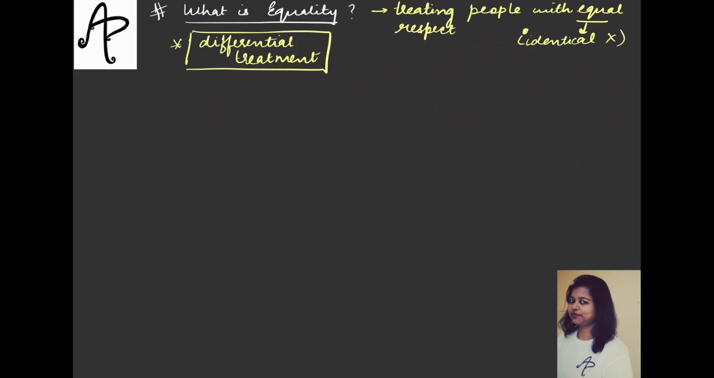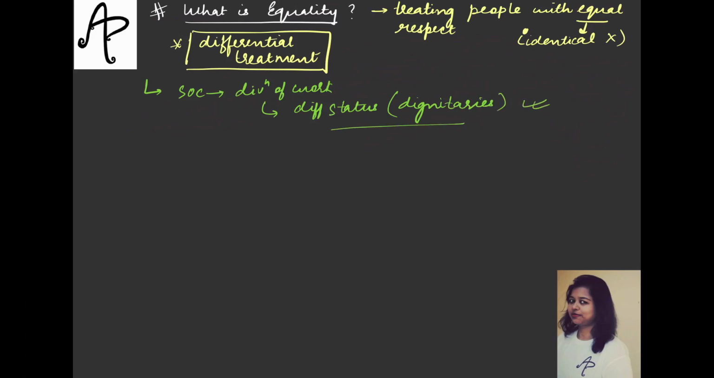ठीक है, तो ये सारे कॉन्सेप्ट हम नेक्स्ट में करेंगे. But the question that I was trying to answer is that on one hand, let's say when you acknowledge the idea that in society there is division of work, because of which there is different status given to different people. For example, I gave the example of dignitaries. So in this case, this is something acceptable.